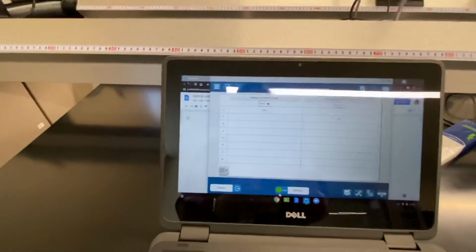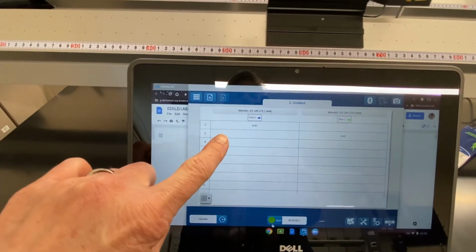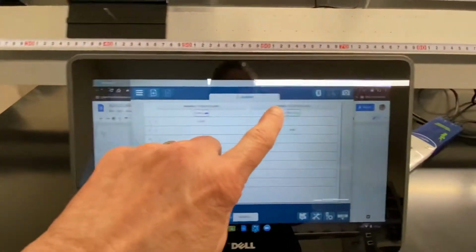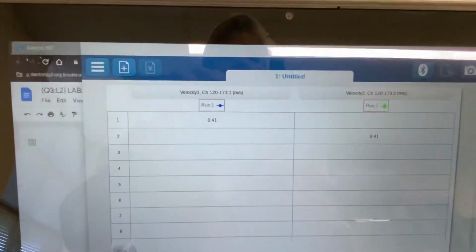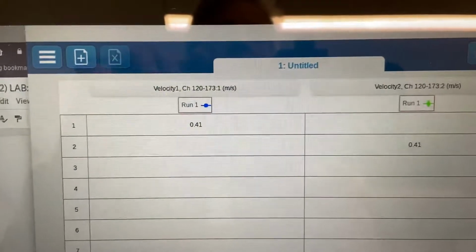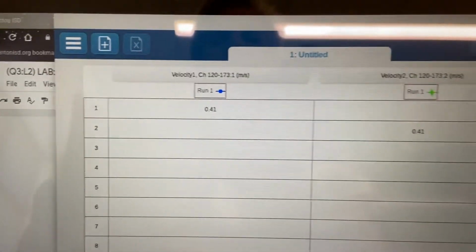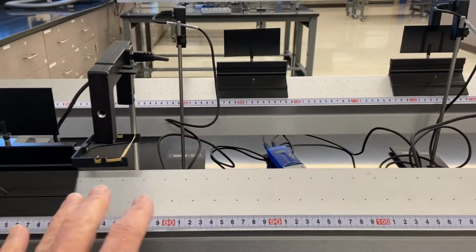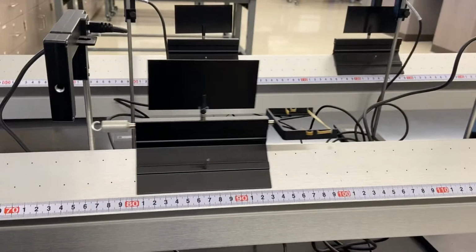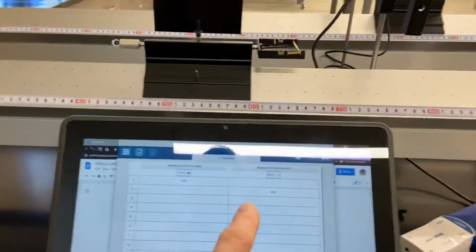We can see gate 1 shows the velocity 1 and gate 2 shows velocity 2. And we can see that our two velocities turned out to be exactly the same. You'll have to remember that velocity 1 was before the collision, and before the collision, glider 2 was actually at rest.